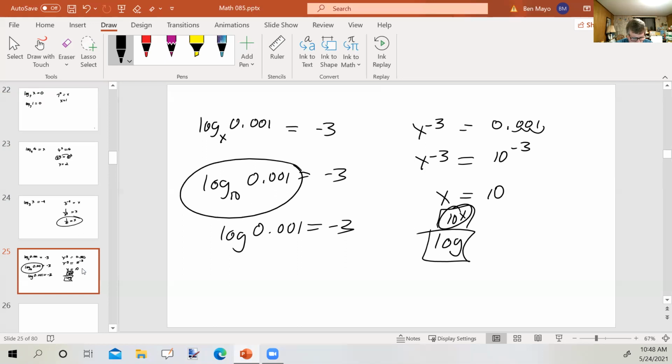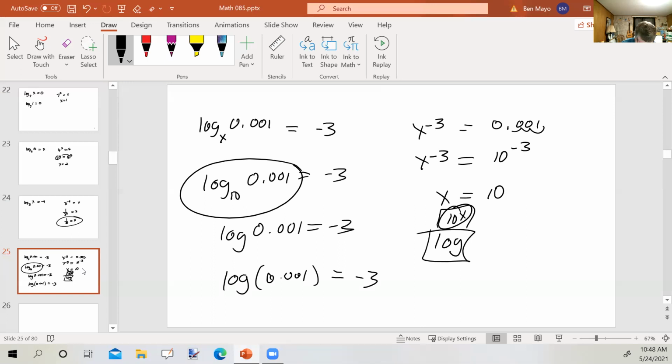So on the calculator, I'm going to push the button that says LOG, and I get LOG with a parenthesis, 0.001, close up the parentheses, and then push equals, and I get -3. We'll come back to that a little more, just a bit.